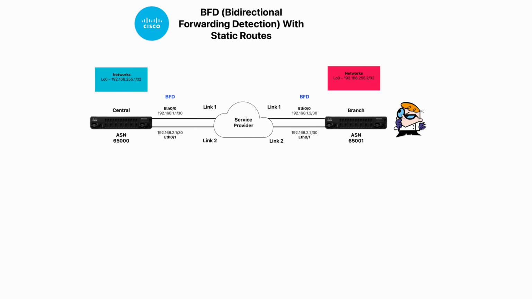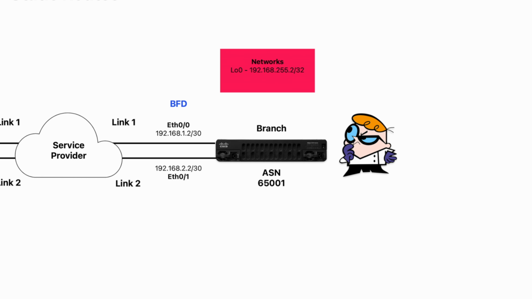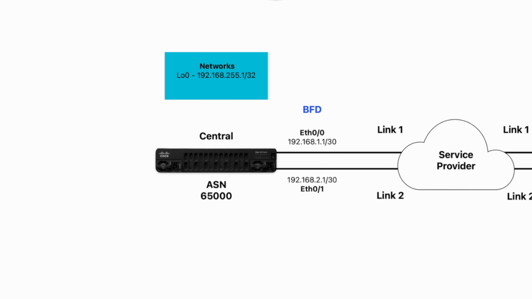All right, so let me break it down for you. The first thing we're gonna do is configure the branch router. The only interface we're gonna enable BFD on is Ethernet 0/0, and we're also gonna configure a static route pointing to 192.168.255.1/32, which resides on the central router that you will see in a couple of seconds. And now on the central router, we're going to configure Ethernet 0/0 with BFD, and we're also going to do a static route pointing to 192.168.255.2/32, which resides on the branch router.